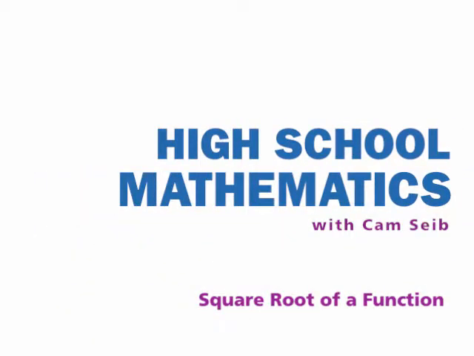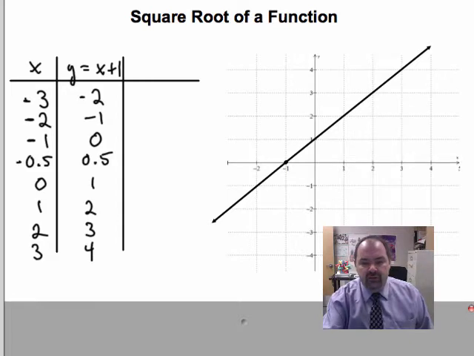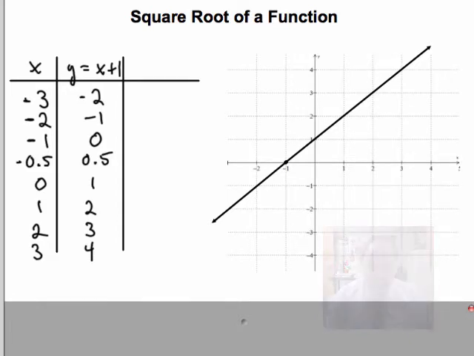We've looked at how to graph radical functions using transformations. I now want to look at constructing radical functions in a completely different way. What I've got set up here is just a basic function, a line, y equals x plus 1. And I want to look at creating a radical function simply by taking the square root of an existing function. So I'm going to take the square root of this function that I have here.